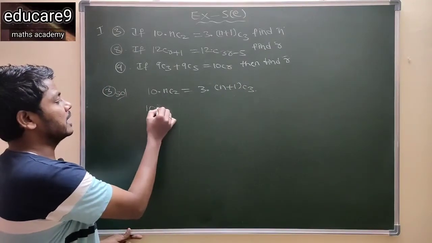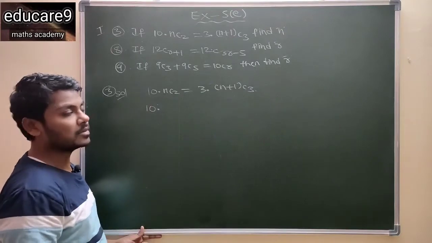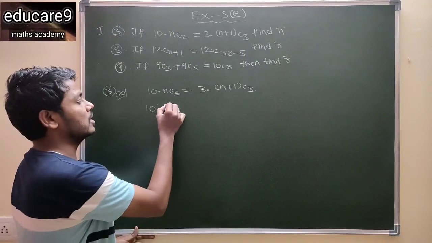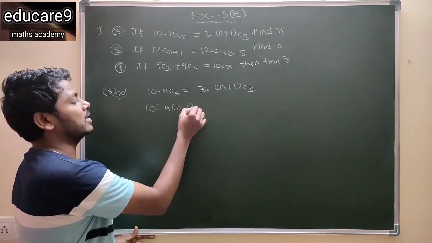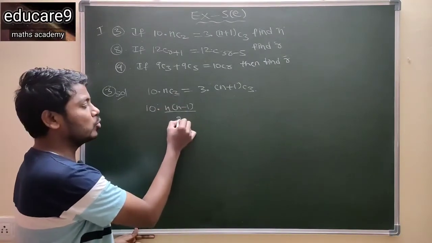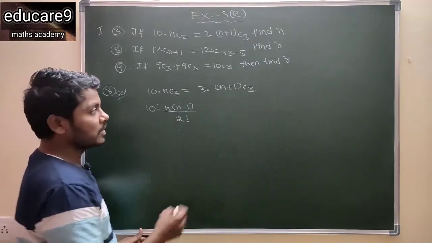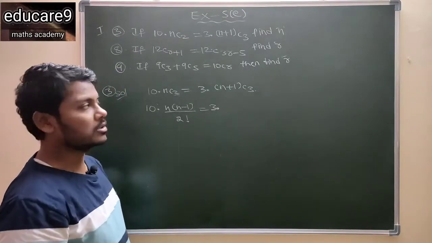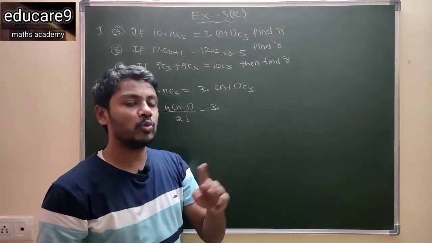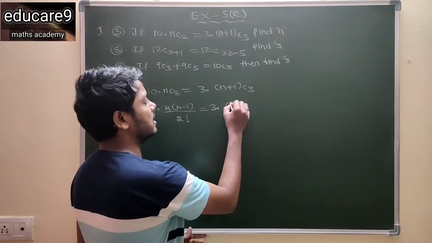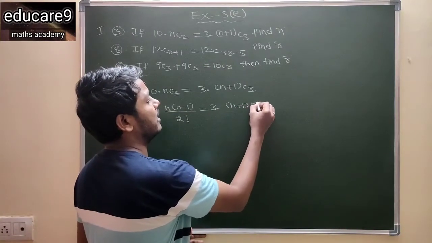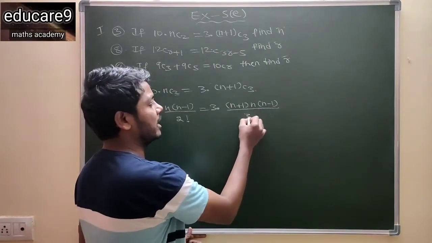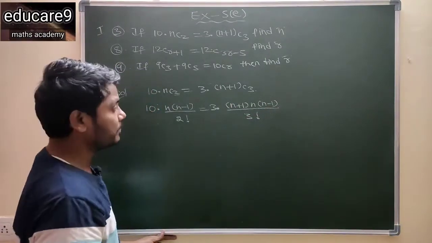Now, 10 into how to write nC2. See, the suffix is 2, so we have to decrease 2 terms. That is n into (n-1) divided by 2 factorial. And this one, 3 into (n+1)C3. The suffix is 3, so we have to decrease n+1 up to 3 terms. That is (n+1), n, (n-1), divided by 3 factorial.